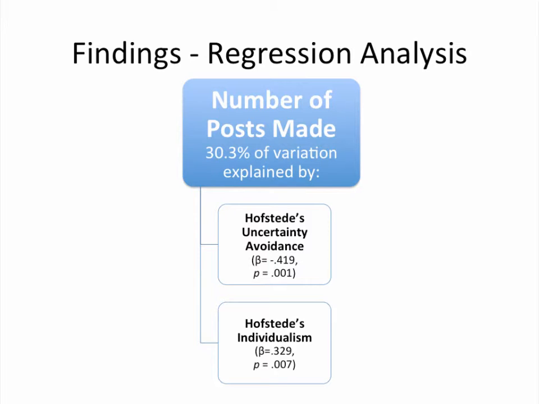For the number of posts made, our regression analysis demonstrated that a full 30.3% of the variation between students could be explained by two cultural traits: Hofstede's uncertainty avoidance and individualism. In the case of uncertainty avoidance, this tells us that students from cultures that feel less comfortable with unstructured environments are predicted to post more. And this makes sense, in a way, as students may feel more likely to ask questions or clarify expectations.